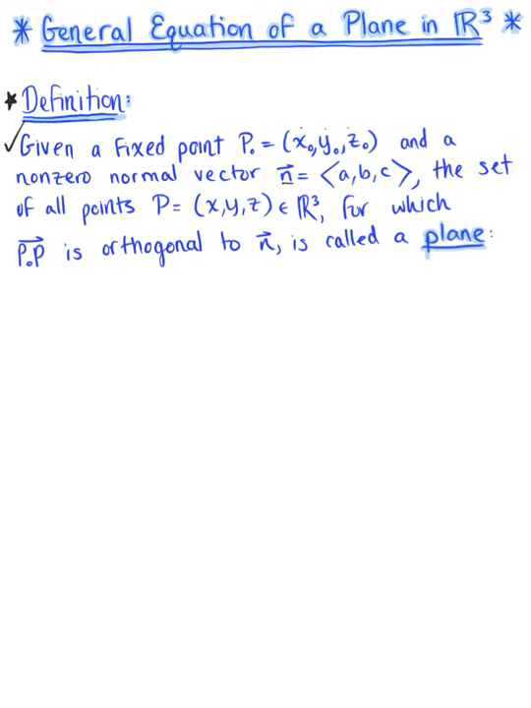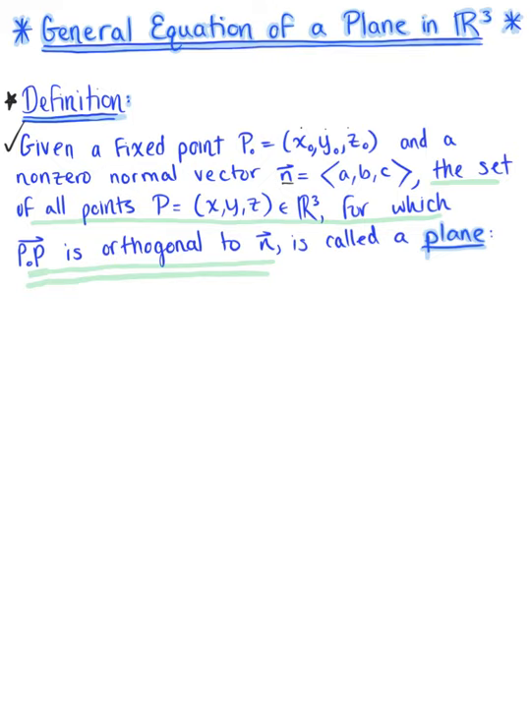So how can we use this definition to establish a general equation? Well, let's reread what this is saying. The set of all points, or all ordered triplets x, y, z in R3, for which the vector P naught P is orthogonal to vector n, is called the plane. This is the most important part here. This is what's going to help us to define the general equation.